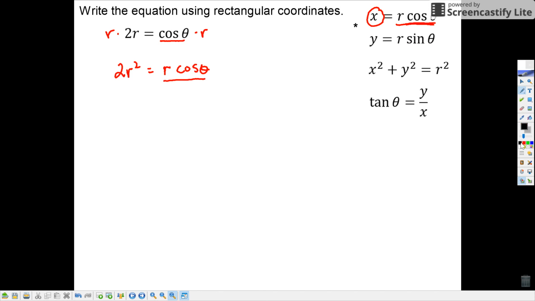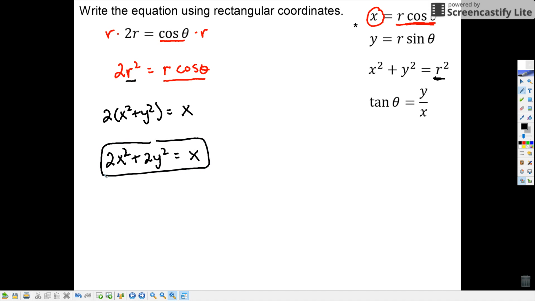Okay, so we can do an easy conversion right here. So let's look at that r squared. Is there an easy conversion for that one as well? The answer is yes, because of this third equation. r squared is equivalent to x squared plus y squared. So we're going to go ahead and do substitutions. So we have 2 times x squared plus y squared. That's going to equal x. And I'll go ahead and distribute that 2 in. 2x squared plus 2y squared equals x. And now that everything's in terms of x and y, we've converted the equation using rectangular coordinates.